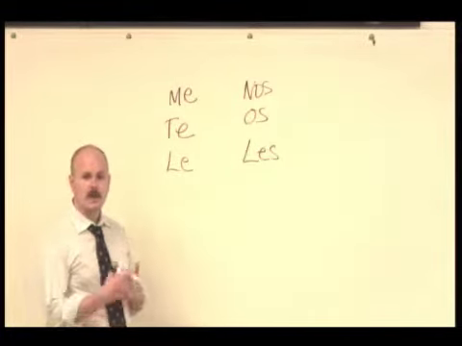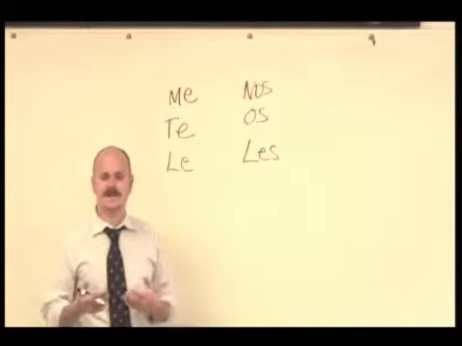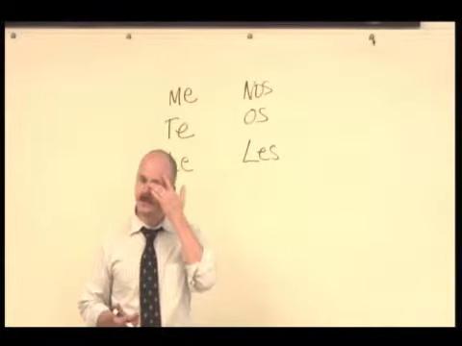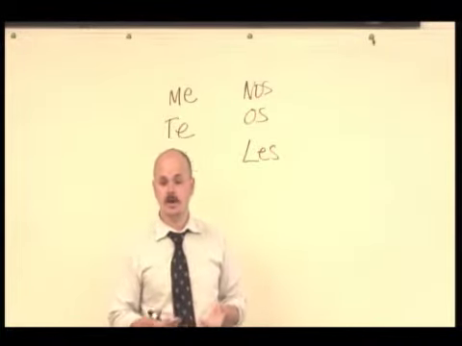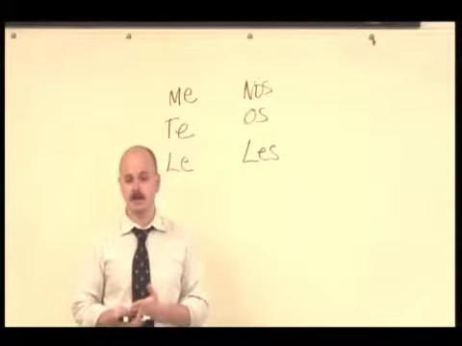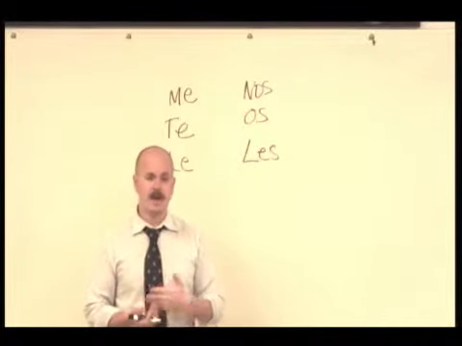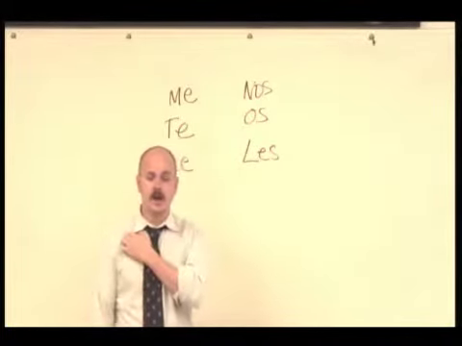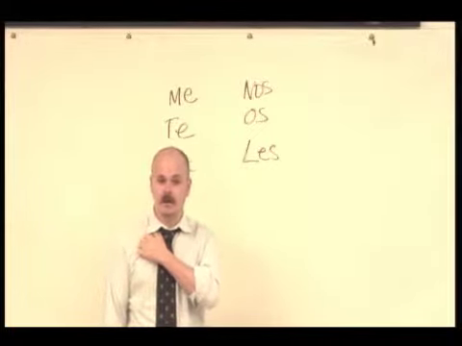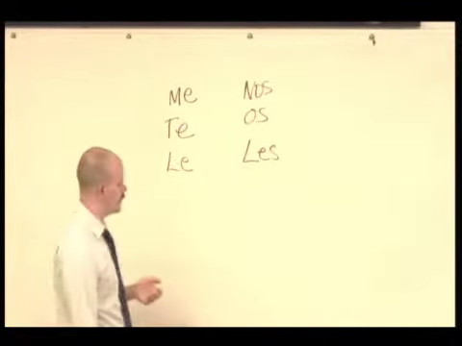Where do we place them? Placement of indirect object pronouns is exactly the same as the placement of direct object pronouns. We can either put it before a conjugated verb, or we can put it after and attached to an infinitive or a present participle, also known as the gerund.